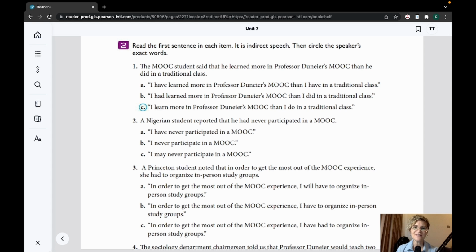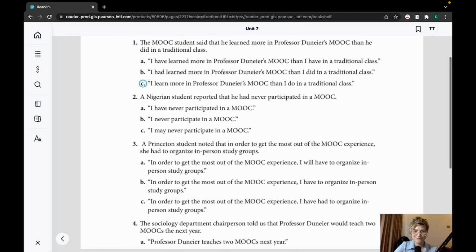Read the first sentence in each item. It is indirect speech, and then circle the speaker's exact words. For example, the MOOC student said that he learned more in Professor Donaire's MOOC than he did in traditional class. Which one is the quoted or direct version of the sentence? Answer numbers 1 until 7. Go ahead.